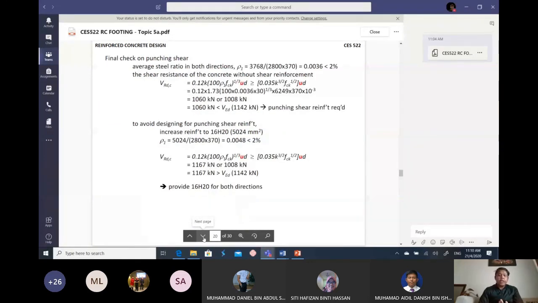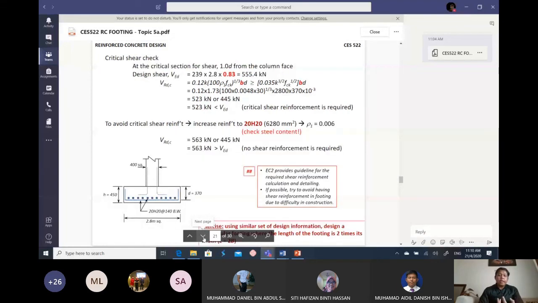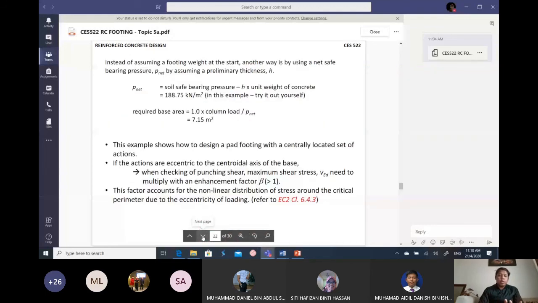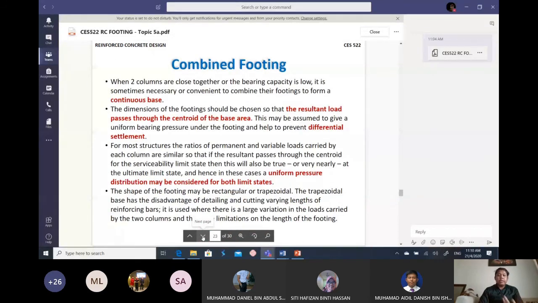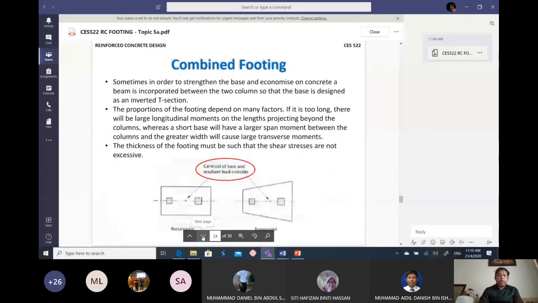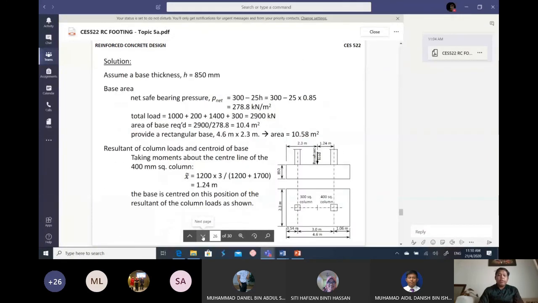Okay, and then you have to check the punching shear. And then the critical shear check, and then you have to draw the detailing. So this is an example for the combined footing, you may have a look. The combined footing is normally used when we have two columns that are really near to each other.